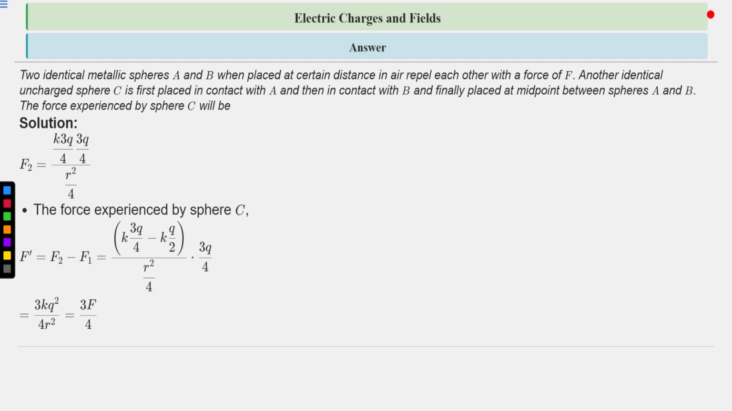After solving, we will get 3KQ square upon 4R square. Initially, we know that KQ square upon R square is the force between the two charges when C was not there. So this was F. So 3 by 4 F is the correct answer. I hope you understood. Now move on to the next question.